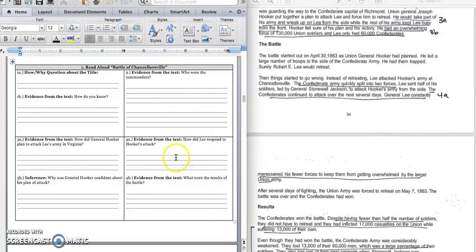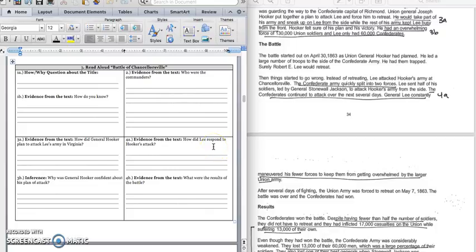So let's go to 4A. It says, how did Lee respond to Hooker's attack? And if we go back in the text, it says that Lee was trapped, and we want to know what did he do once he was trapped? And instead of retreating, he split up his army into 2 forces. He sent one force to attack from the side, and he maneuvered his other force so that he kept moving their position so they wouldn't get overwhelmed.